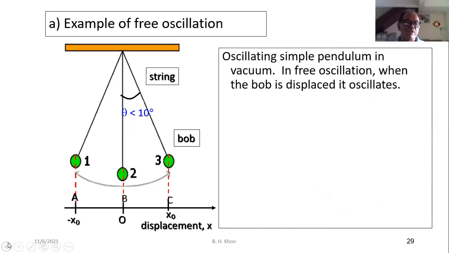Okay, so that's your simple pendulum. You move from 1 to 2 to 3. Oscillating simple pendulum in vacuum. In free oscillation, the bob displays. Displays means this is the rest position. You shift to the left or to the right.